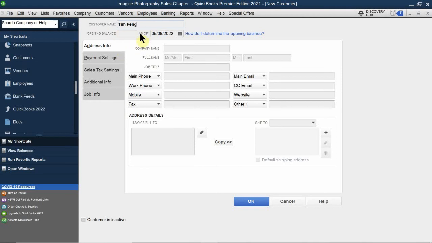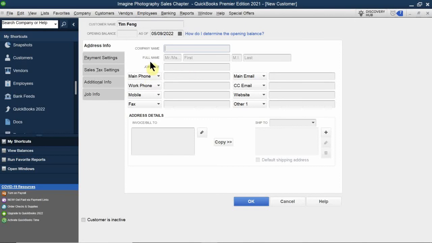Again, never use this account balance. Opening balances, never use it. You're better off entering whatever invoices they owe you to create this account balance. Never use this. So, company name. A vendor could be a customer as well, but in this case, there's no need for a company name.